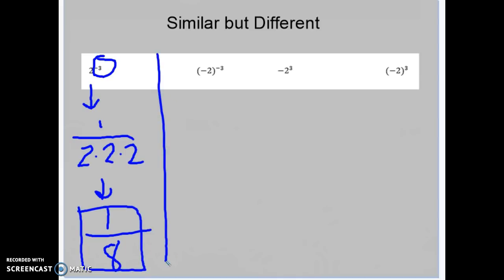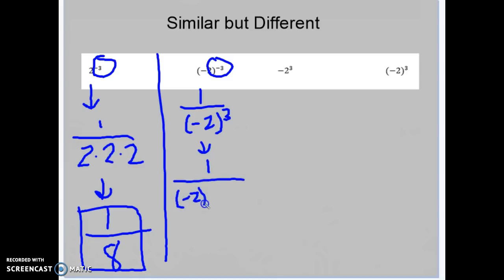Okay. The second problem has a negative base, and it's in parentheses. So also notice my exponent is negative. So I need to first turn it into a fraction. And I'm going to write it as a fraction with an exponent. So then that tells me that I need to do negative 2 times negative 2 times negative 2.